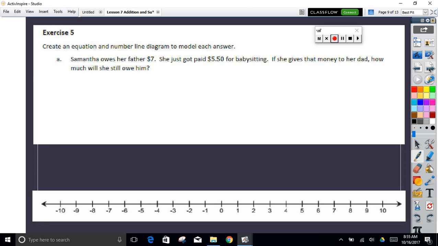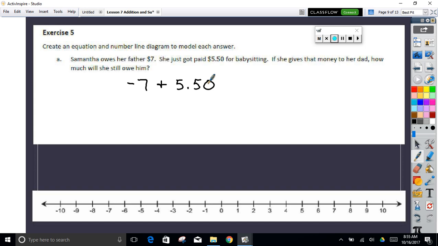So we need to write an equation first. Irene, are you asking a question or volunteering? Both. Okay, can you tell me what equation you would write? Okay, so I did 7. So if she owes her father money, though, let's think of it in terms of what she owes rather than what her father's getting. So negative $7, starting with negative 7, plus $5.50. Good. So what would that look like on the number line?